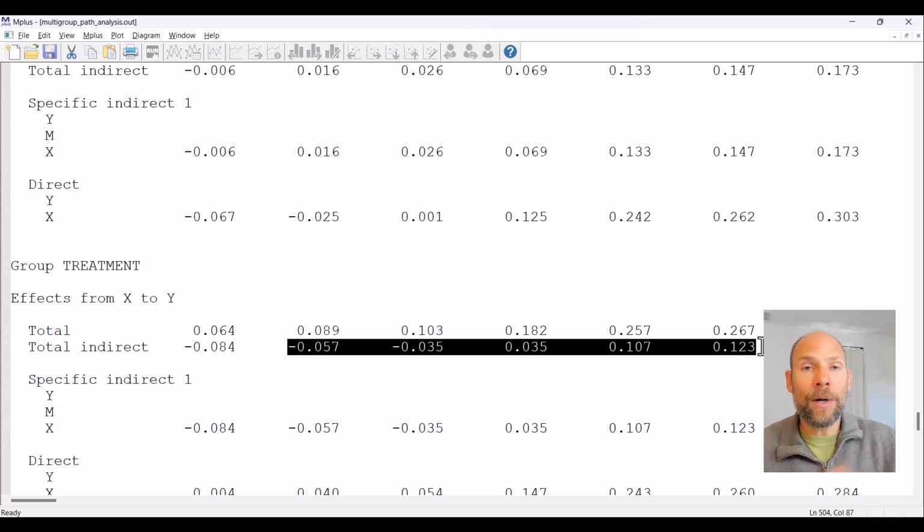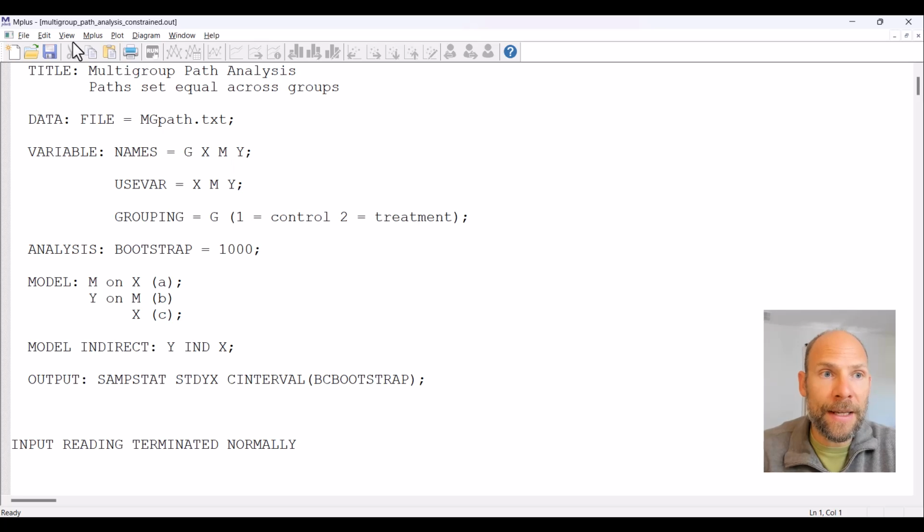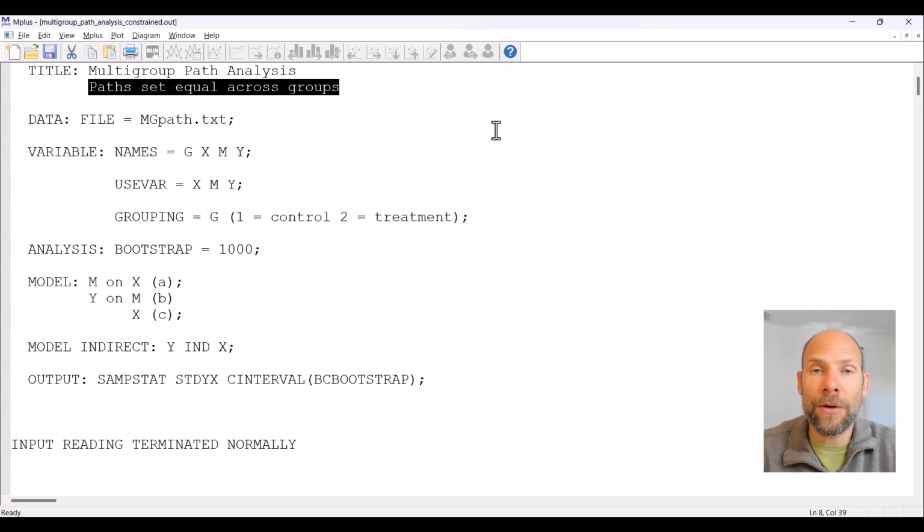Now, you might want to compare coefficients formally. So it might be a good idea to test whether the coefficients between the control group and the treatment group differ statistically. And you can do that by running a constrained path analysis for multiple groups. And so this is what I want to show you next. So let's go to a different output file that is labeled multigroup path analysis constrained. And so in this analysis, I set the path coefficients equal across groups. And how is this done in Mplus?